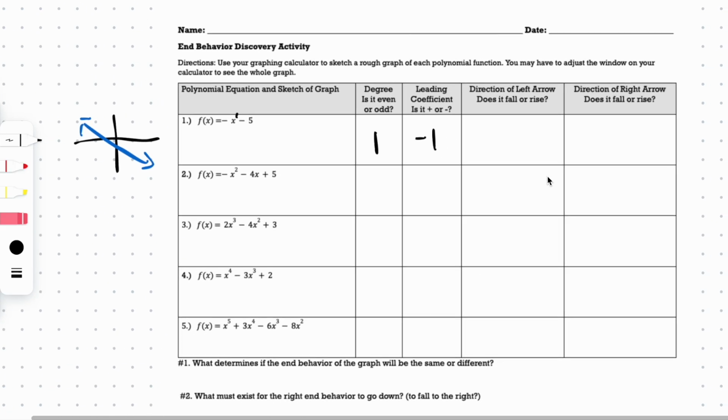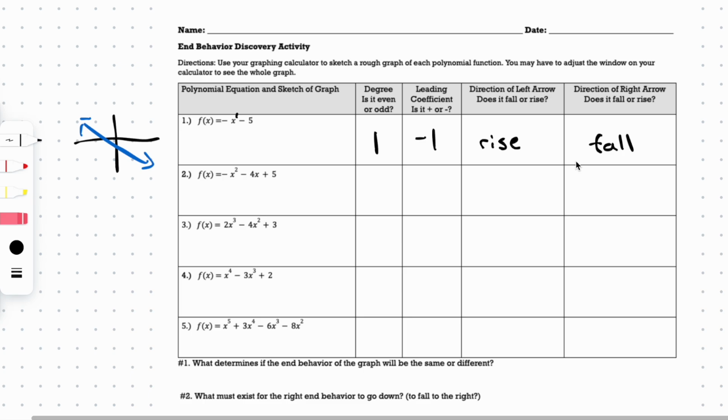Okay, so now, by looking at this graph on the left, does the left arrow go up, is it rising, or is it going down and falling? Well, it's going up. It's rising. So we're going to say it rises. And the right arrow, is it going up and rising or going down and falling? Well, it's going down and falling. So we're going to say fall.